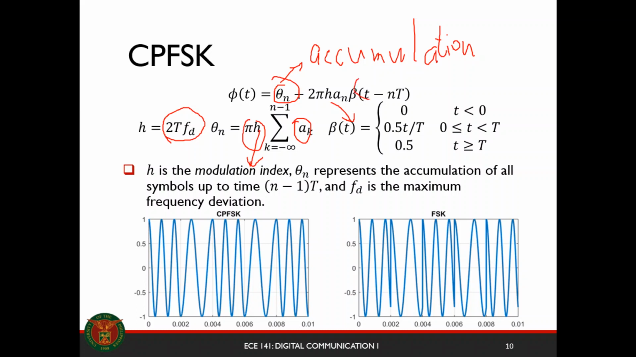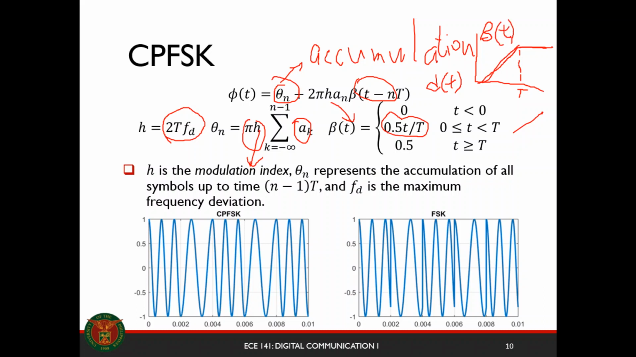Where beta is, since d of t is assumed to be rectangular, this piecewise function right here. It's 0 if t is less than 0. It's this value, which is ramping up from 0 to T, and it stops at 0.5. So the plot is something like this. This is the time t, and this is your beta of t.